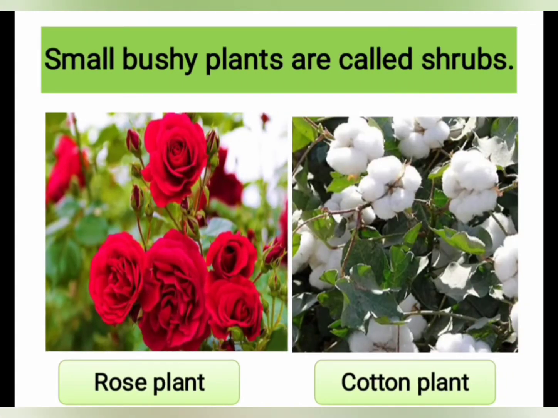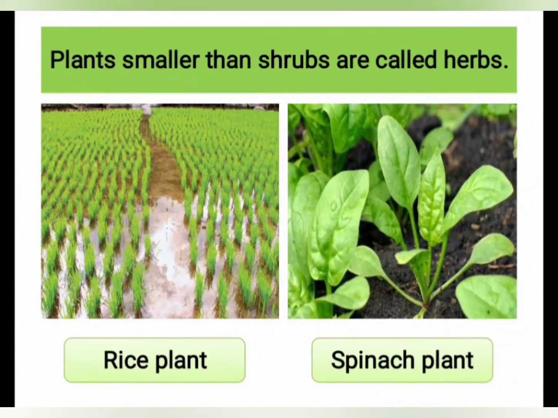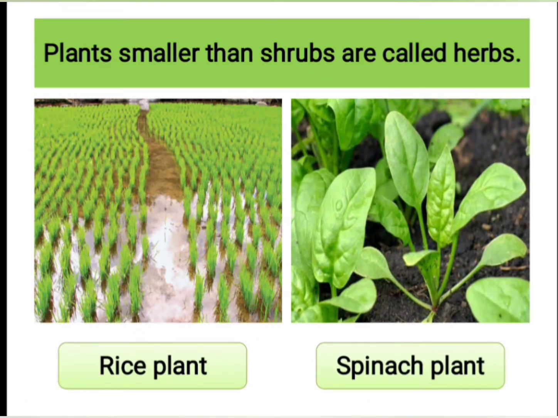Small bushy plants are called shrubs. Rose and cotton plants are shrubs. Plants smaller than shrubs are called herbs. Rice plant and spinach plant are herbs.